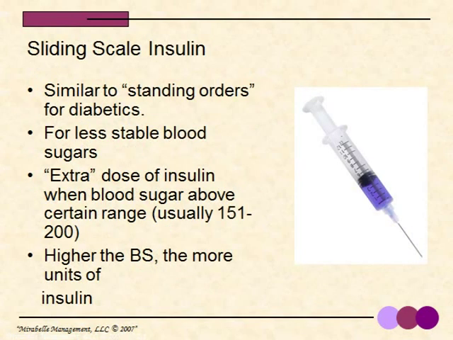Some clients may have something called sliding scale insulin. This is similar to standing orders for diabetics. It's used for those clients whose blood sugars are less stable. An extra dose of insulin is given when the blood sugar is above a certain range. Usually that range is 151 to 200. The higher the blood sugar, the more units of insulin may be given. At a certain high blood glucose level, an order will be given for X amount of units of insulin and to call the physician immediately.